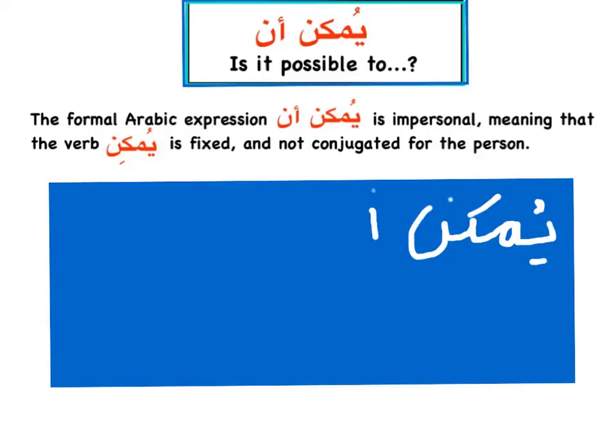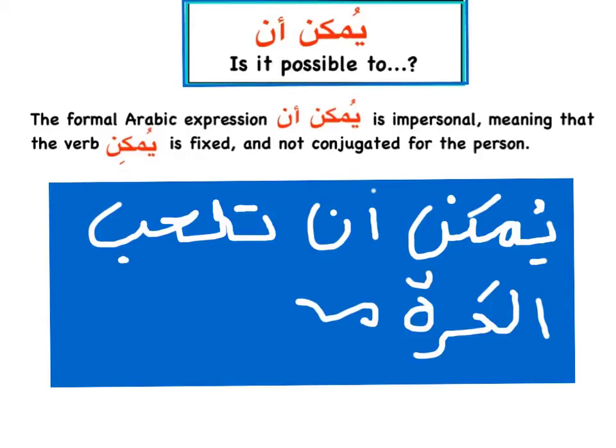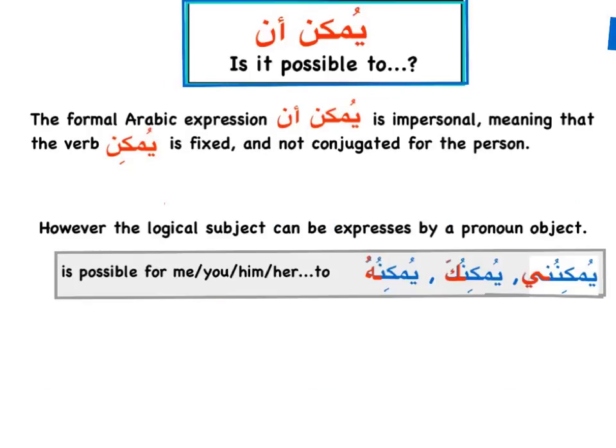يمكن أن, if you want to play football, يمكن أن تلعب الكرة معي, for example. يمكن أن تلعب الكرة معي. Notice how this is masculine and يمكن was not conjugated with it.